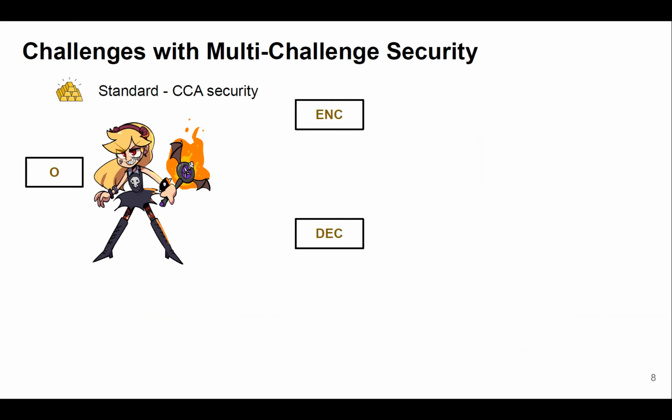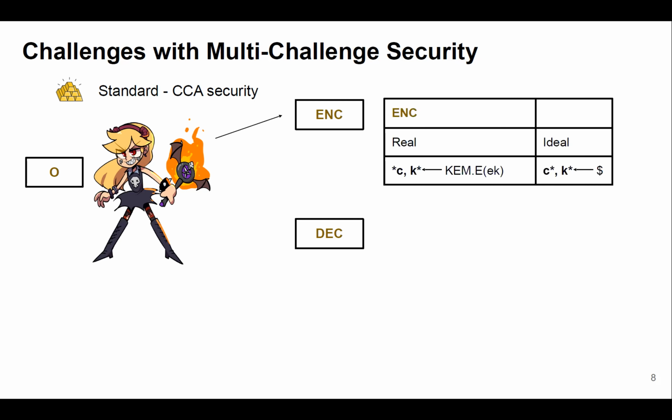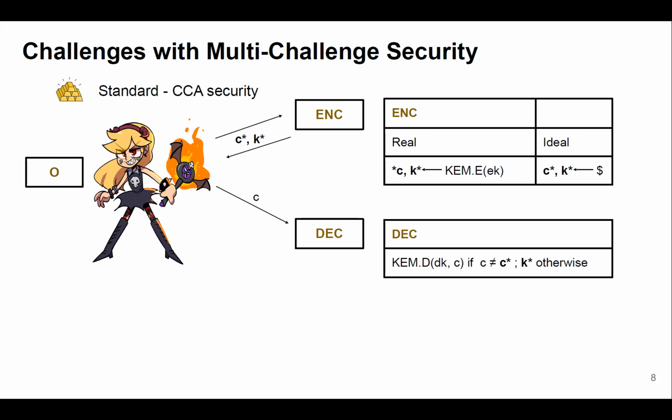Here's the CCA security game for some key encapsulation mechanism in the random oracle model. In a single challenge setting, the adversary is given access to three oracles, Enc, Dec, and O. When the adversary queries the Enc oracle, she gets back a special ciphertext key pair that we refer to as the challenge ciphertext key pair. Recall that in a single challenge setting, the adversary is only allowed to query Enc once. Subsequently, when the adversary queries Dec on a ciphertext, the Dec oracle checks if this ciphertext equals the challenge ciphertext, and if so, returns the underlying challenge key, and otherwise returns honest decapsulations.